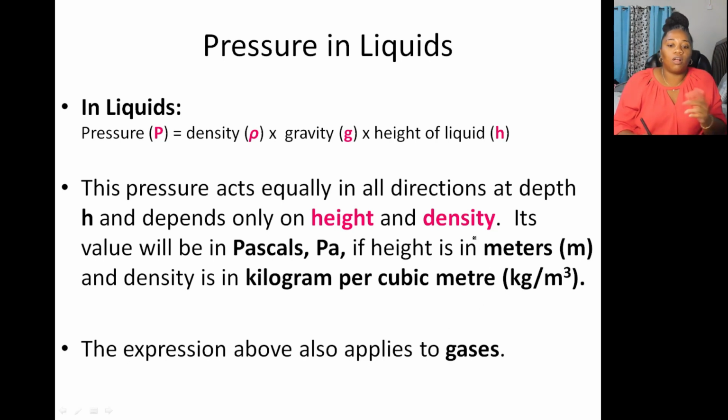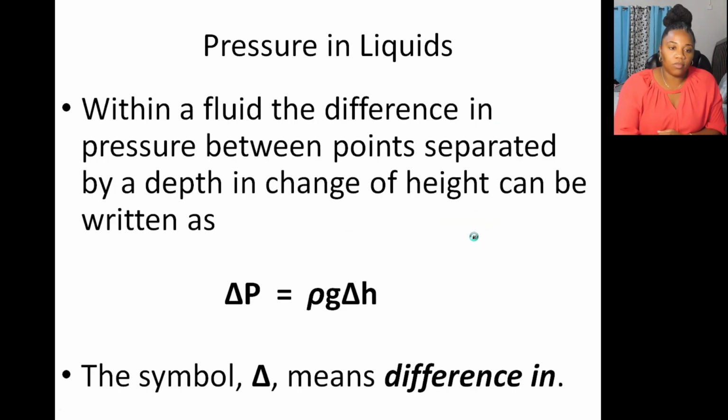The expression above also applies to gases, because gases are also viewed as fluids. So we call liquids and gases fluids. Within a fluid, the difference in pressure between points separated by a change in height can be written as change in pressure is equal to rho g change in height. The symbol delta means difference in.